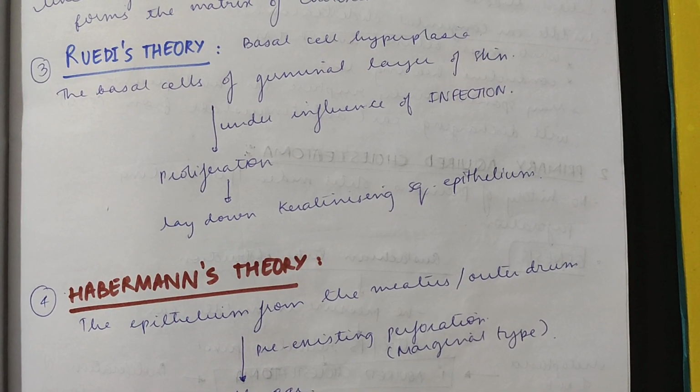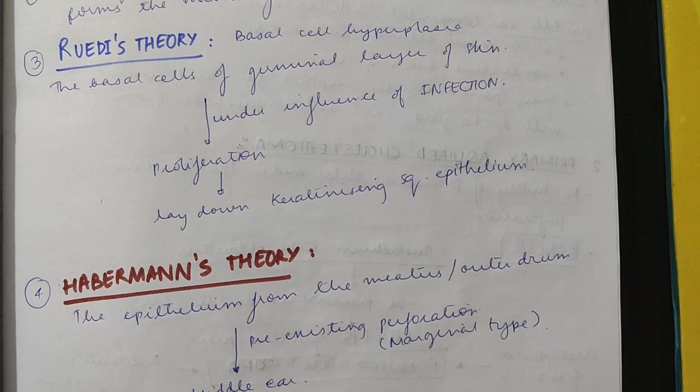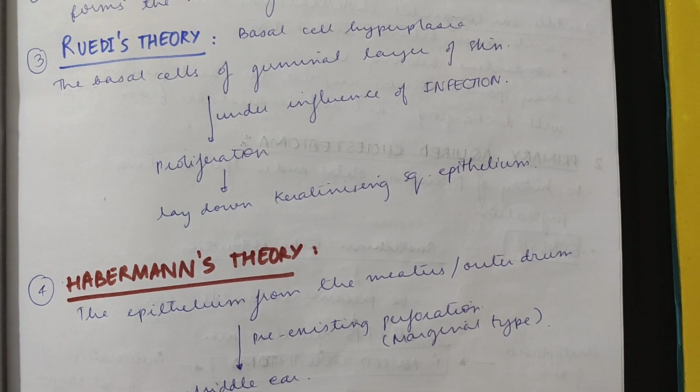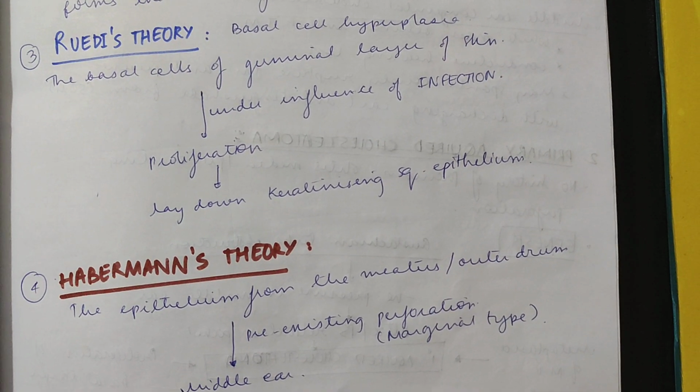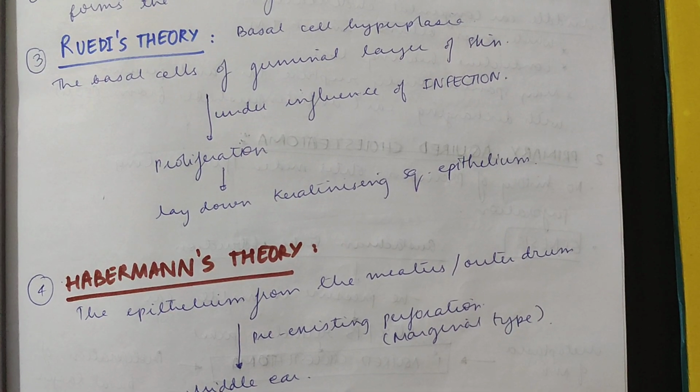Third theory is Ruedi's theory, which basically tells that basal cell hyperplasia is what is resulting in cholesteatoma. Now the basal cells which are present in the germinal layer of the skin, under the influence of infection, will proliferate to lay down keratinizing squamous epithelium.